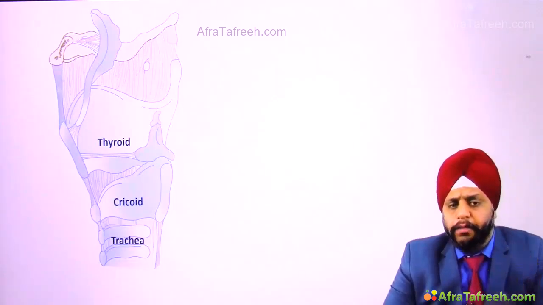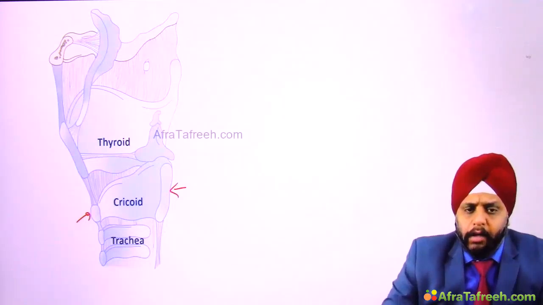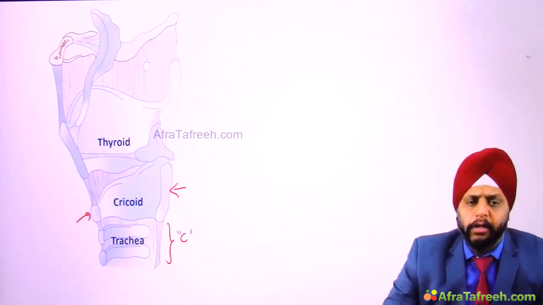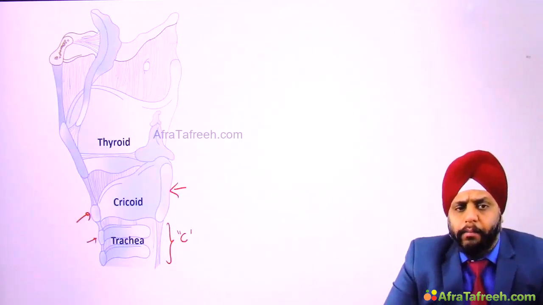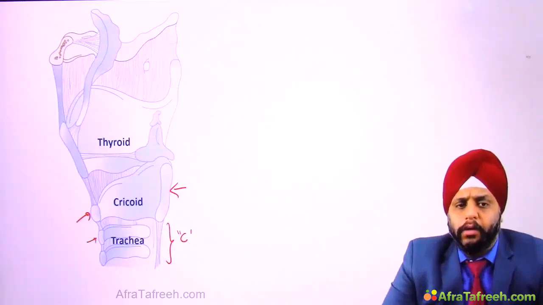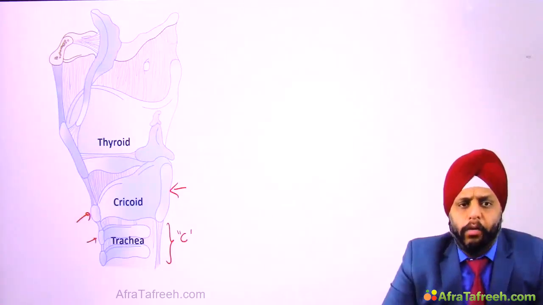Now look carefully. What I was talking about, cricoid is a complete ring. You can see the cut facets on both the sides. Whereas trachea is an incomplete C-shaped cartilage. So you can see that they are cut only on one side. So cricoid is the only complete ring of cartilage in the whole human airway. Right?